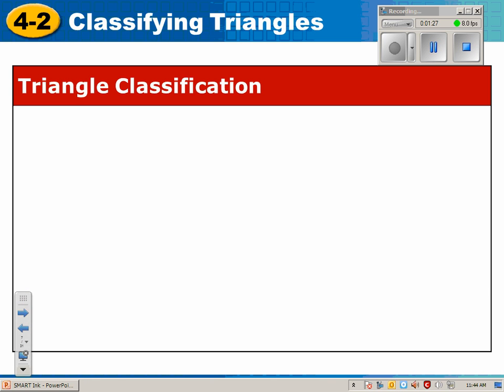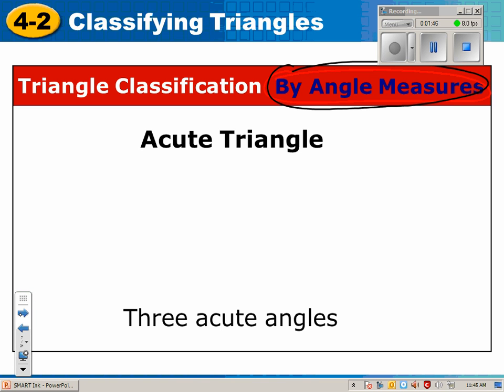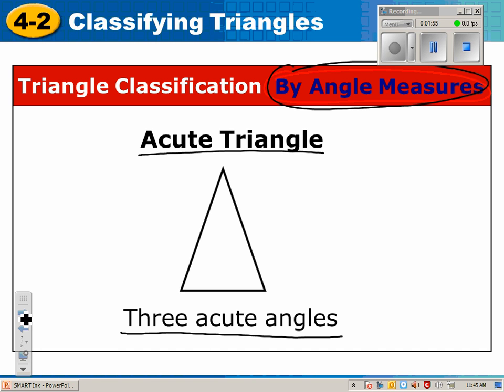All right, so now we're ready to classify, and what you'll notice is it's kind of dark in this red box. On yours, it's really dark gray, so it's kind of hard to see. But this says by angle measures. So the first set of notes, first page, is classifying triangles by their angle measures. If we're going to classify it as an acute triangle, then it has to have 3 acute angles. And the definition on your vocab test will be, what is an acute triangle? A triangle with 3 acute angles. So all of these are vocabulary.